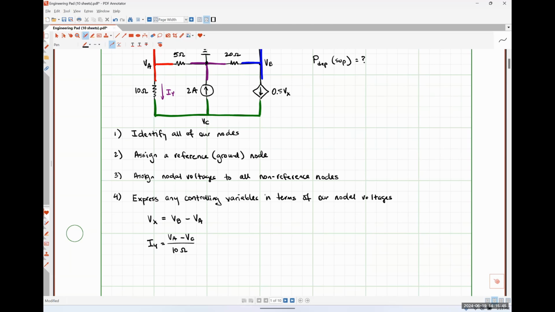Before we move along from this step, does anybody have any questions about expressing voltages or currents in terms of nodal voltages?